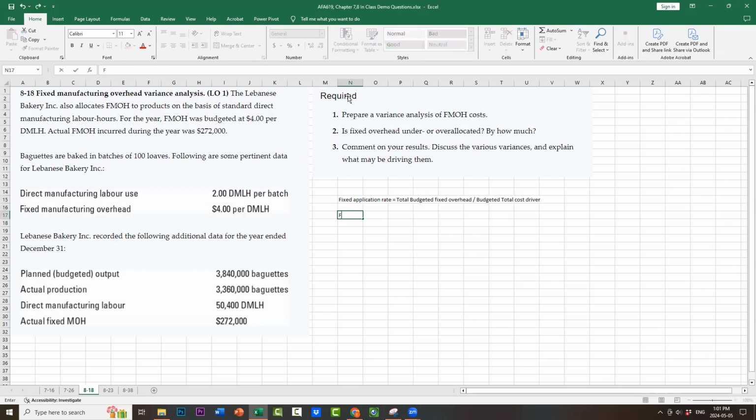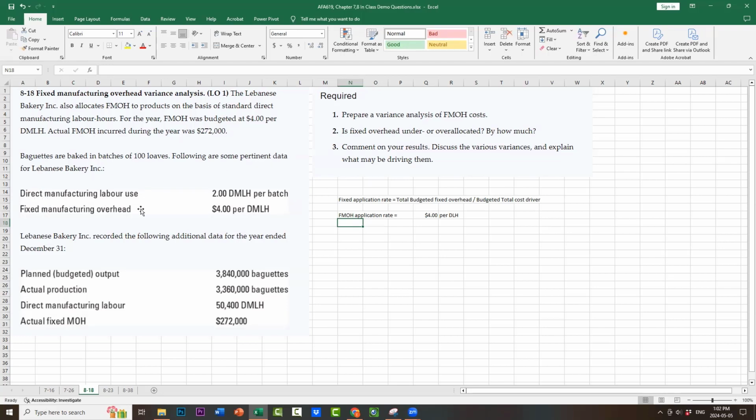And in this case, the fixed manufacturing overhead application rate is equal to $4 per direct labor hour. So they've already done the calculation for us, and they've told us that the application rate is $4. Actual manufacturing overhead incurred during the year was 272. So they make baguettes in batches of 100 loaves. And the following is some information.